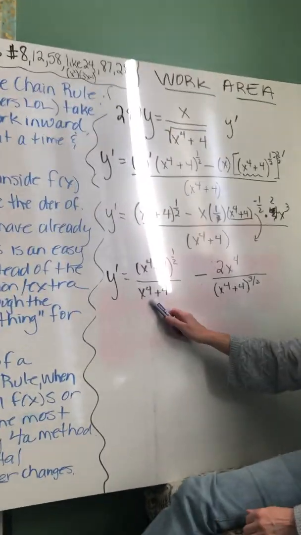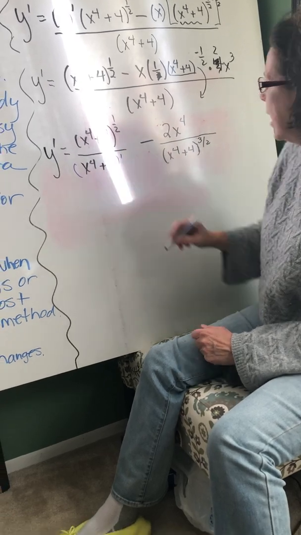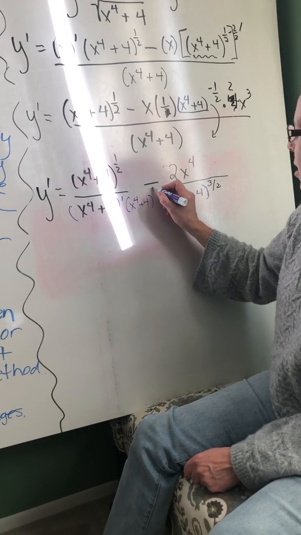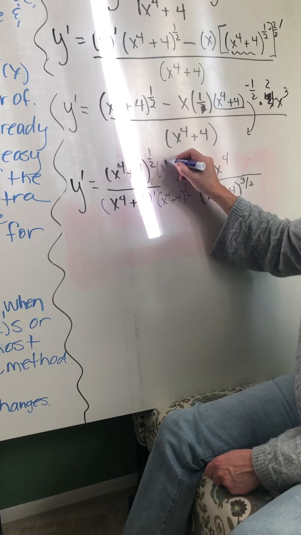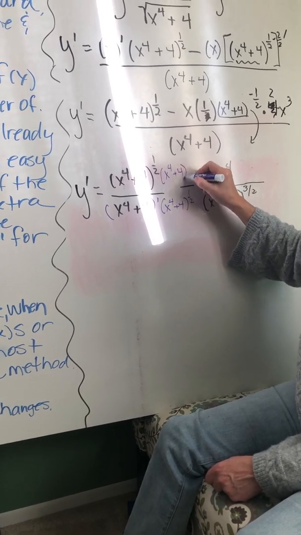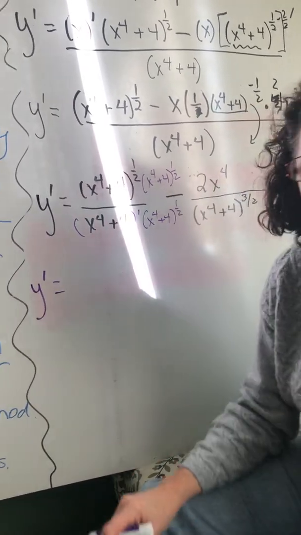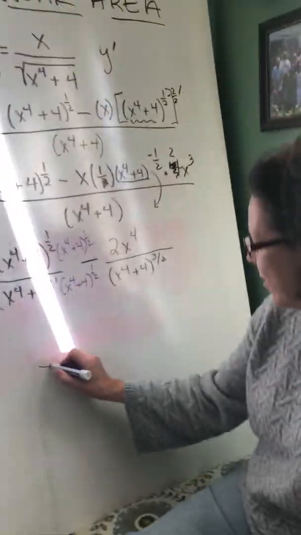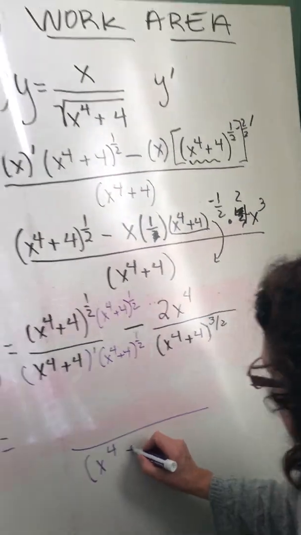Notice that in the denominator, this is x to the 4th plus 4 to the 1st power, right? I am missing an x to the 4th plus 4 to the 1/2 power. Notice if I multiply here, I'll have a common denominator. I'll multiply the top and the bottom. For those of you who are still with me and haven't shut the video off, good for you. Okay, here we go. I now have a common denominator of x to the 4th plus 4 to the 3/2.